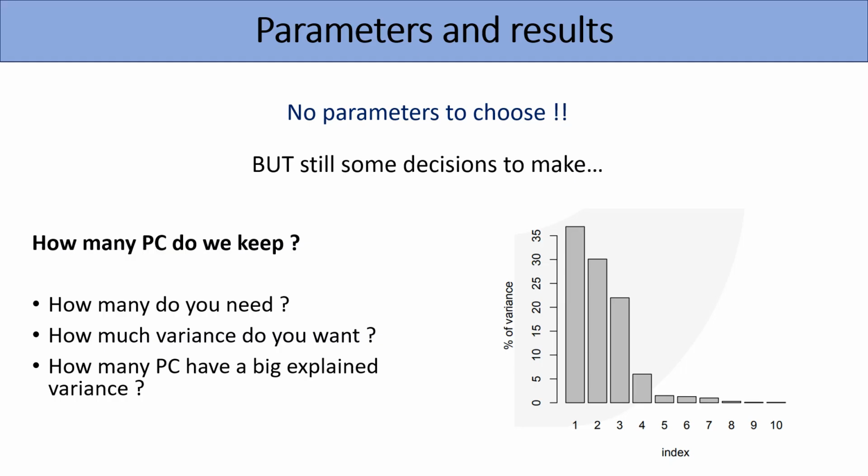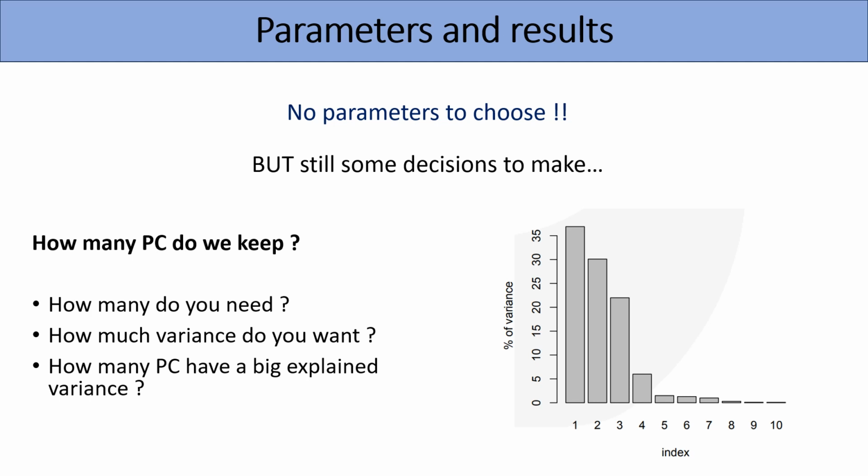Now we will have a look at the parameters and the results interpretation. So there's good news. There are no parameters to choose, which makes PCA highly reproducible. However, there are still some choices to make, and the main one could be how many principal components do we want to keep? There is no right answer, but here are a couple of possibilities.